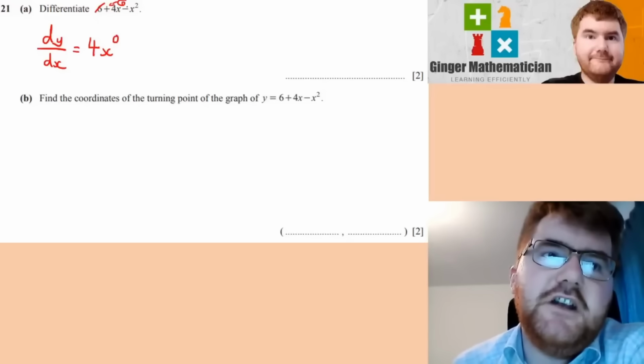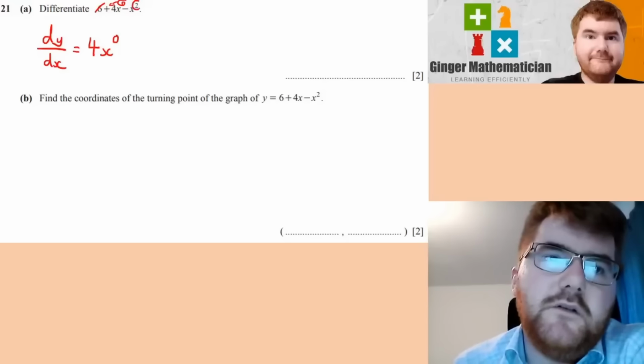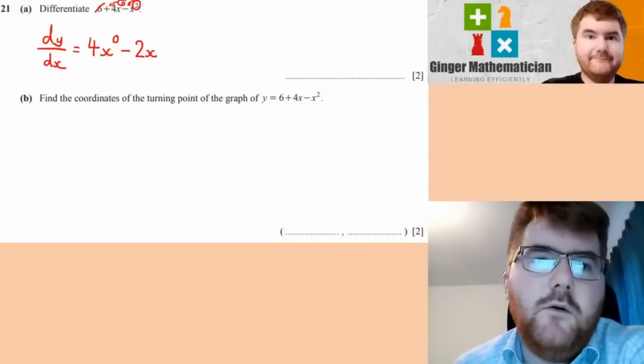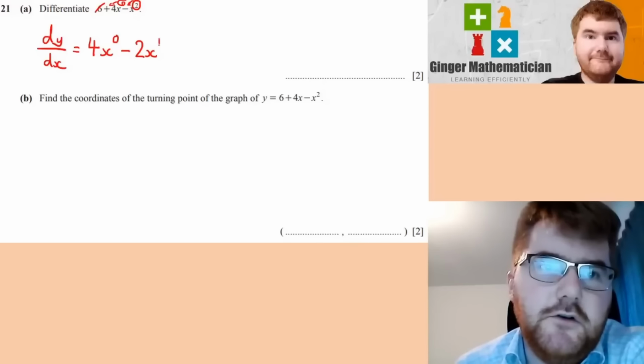And if we differentiate the minus x squared, the 2 comes to the back. So we get minus 2, and then we reduce the index by 1. Let's reduce that down from 2 to 1.